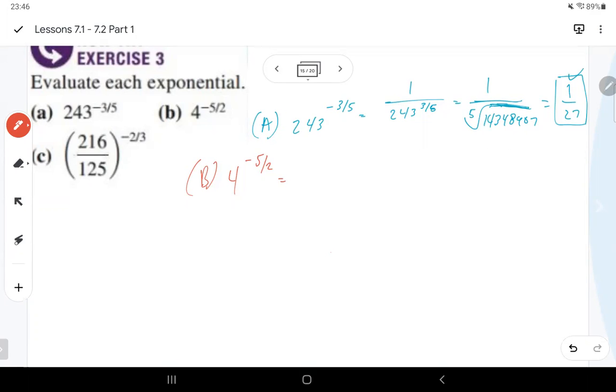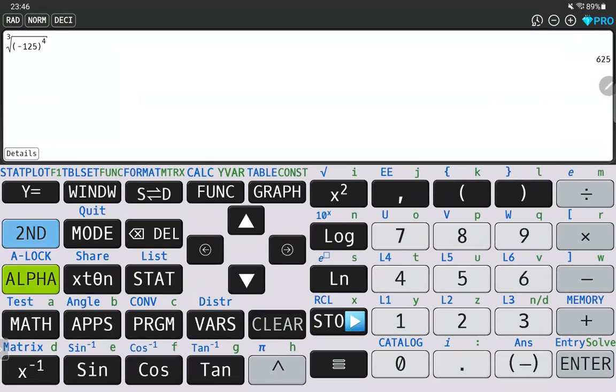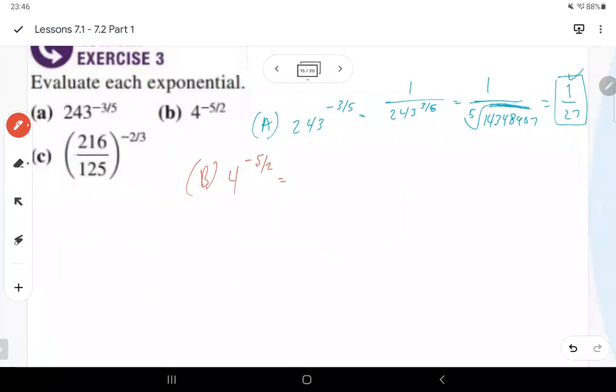If you want me to show you real quick, I can do it. We can do 243 cubed. Okay, then take the 5th root of that answer, and you get 27. And if you put it in a fraction on the bottom, you get 1 over 27.